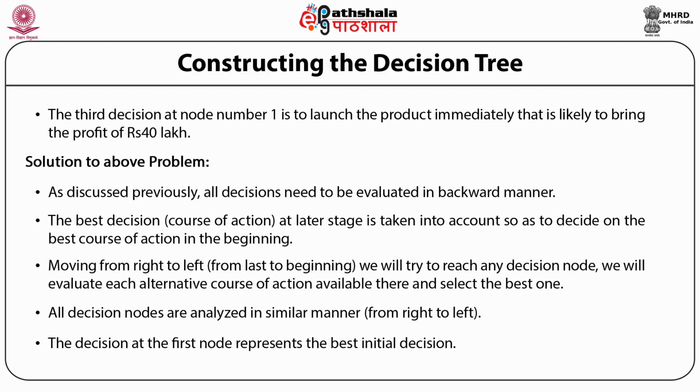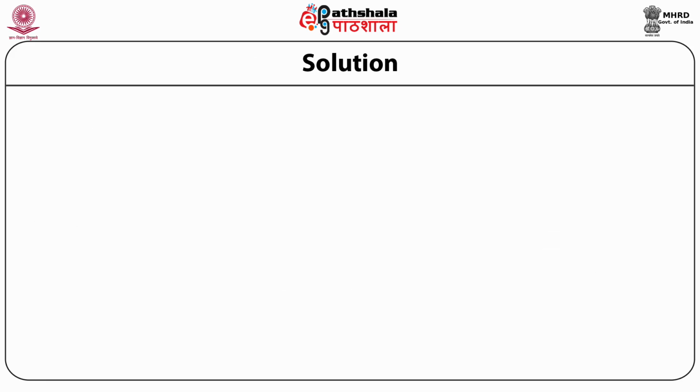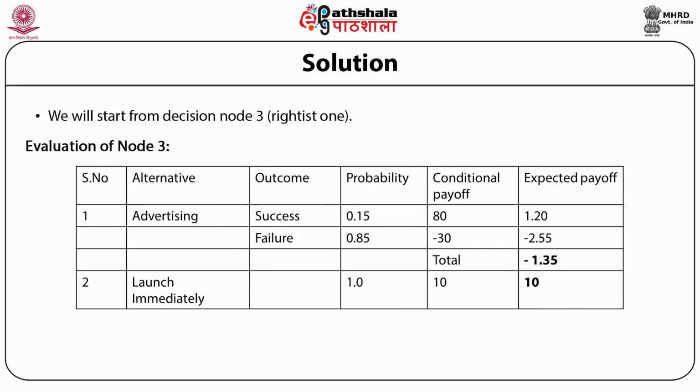So in fact, the term rolling back is used to analyze the decision tree. In this slide, you can see that we have two alternatives, advertisement or launch immediately. In case of advertisement, we have two possibilities. It could be successful, whose probability is 0.15, and it could be failure, whose probability is 0.85.